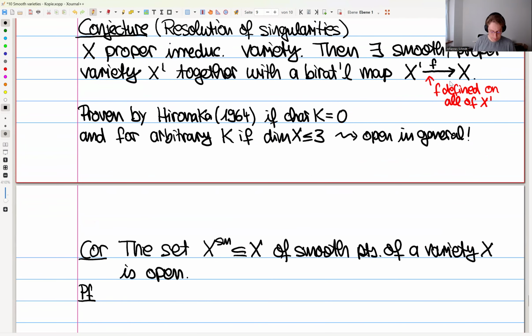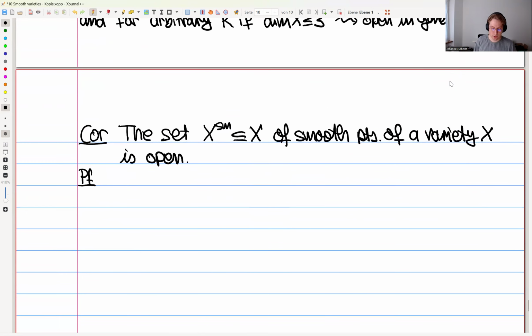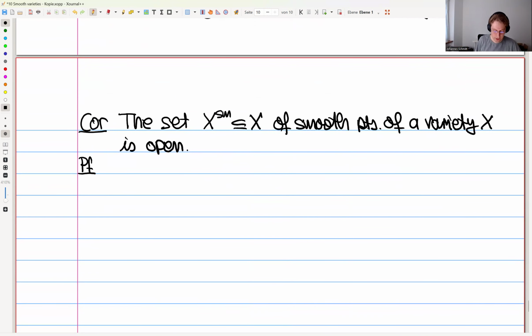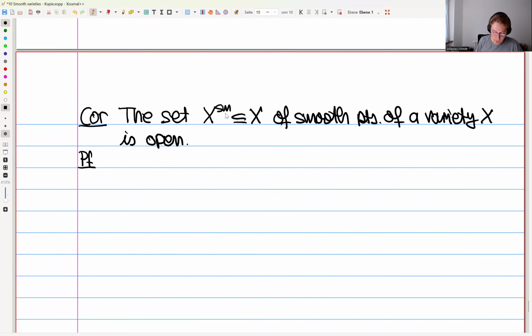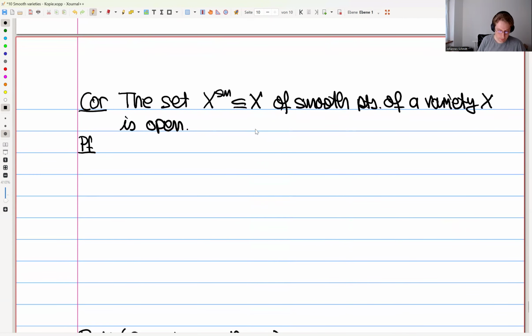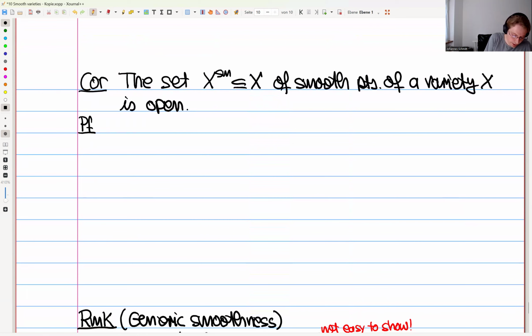The other is some nice property of the locus of all smooth points in a variety, because in fact it turns out that being smooth is an open condition, in the sense that if you let X smooth inside X be the set of all smooth points, then this turns out to be an open set. And so let's expand the proof here. So let's say you have a point A in X smooth. Then we want to show that it has an open neighborhood of smooth points.